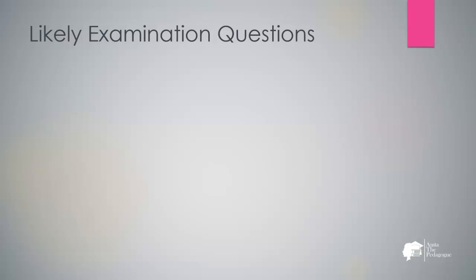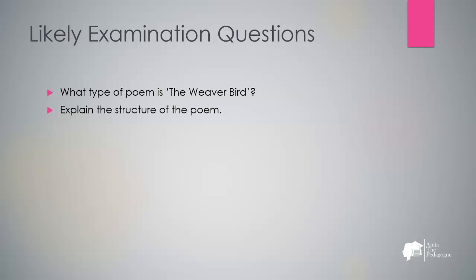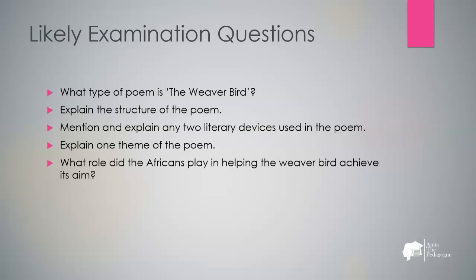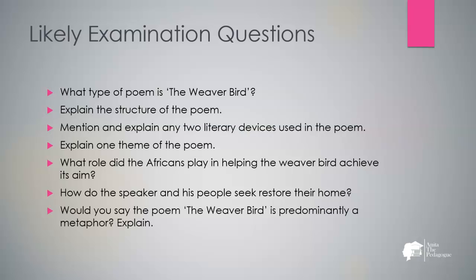At this point, we'll go on and look at some likely examination questions. What type of poem is The Weaver Bird? Explain the structure of the poem. Mention and explain any two literary devices used in the poem. Explain one theme of the poem. What role did the Africans play in helping the Weaver Bird achieve its aim? How do the speaker and his people seek to restore their home? Would you say the poem The Weaver Bird is predominantly a metaphor?